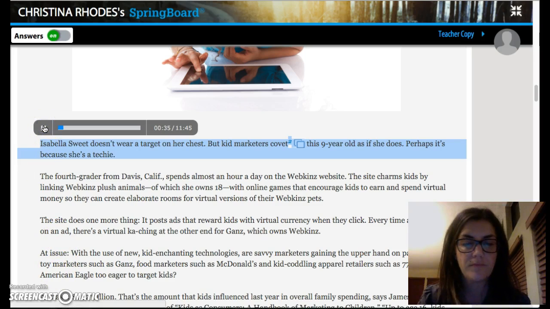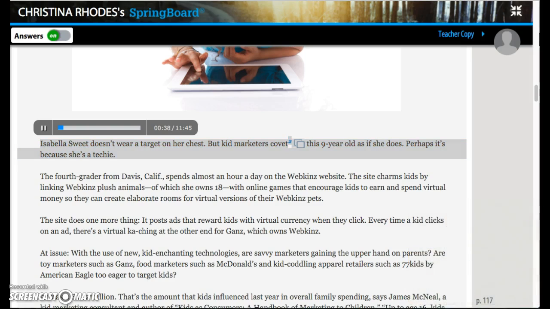The site does one more thing. It posts ads that reward kids with virtual currency when they click. Every time a kid clicks on an ad, there's a virtual ka-ching at the other end for GANs, which owns Webkinz. At issue, with the use of new kid enchanting technologies, are savvy marketers gaining the upper hand on parents? Are toy marketers such as GANs, food marketers such as McDonald's, and kid-coddling apparel retailers such as 77 Kids by American Eagle too eager to target kids? At stake, 1.12 trillion.